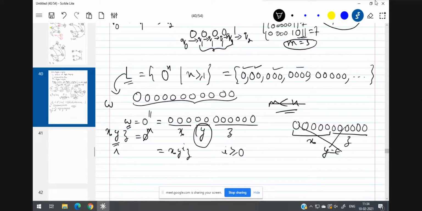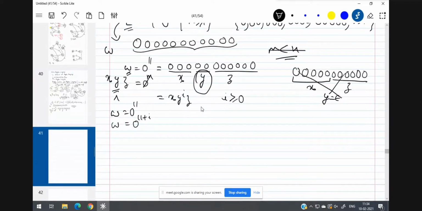Okay. Now W is equal to 0 to the power 11. Now we are going to increase the length of W by some value, maybe 11 plus I. But where we increase means you should not increase in the substring X part or Z part. You have to increase in the substring portion of Y, and then this is Y to the power I.